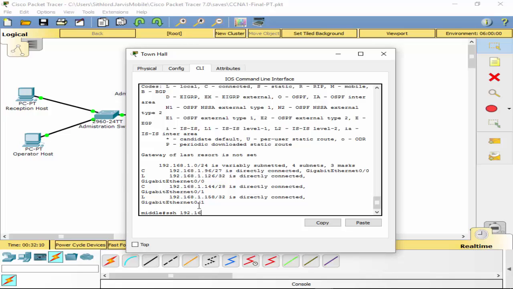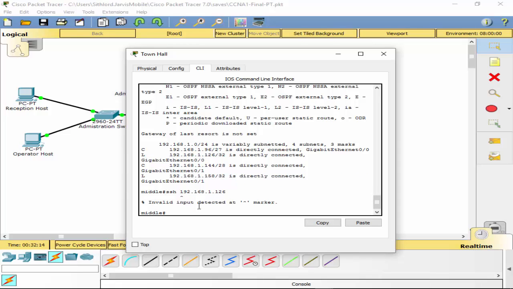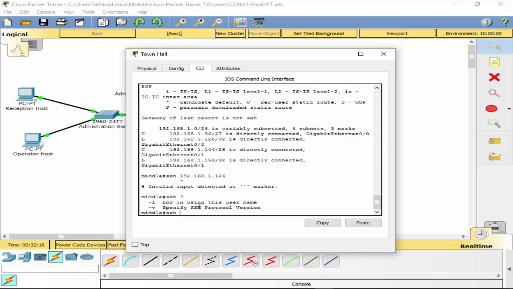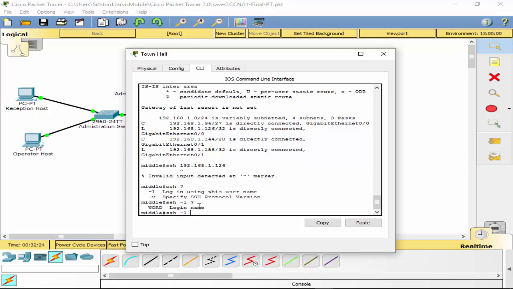SSH 192.168.1.126. Okay, it doesn't like that. What do we have to do? Okay, so it makes us do it this way. On a real device, you don't have to. -l was the one next. Login name, so that would be netadmin, and then the IP address where we want to go.